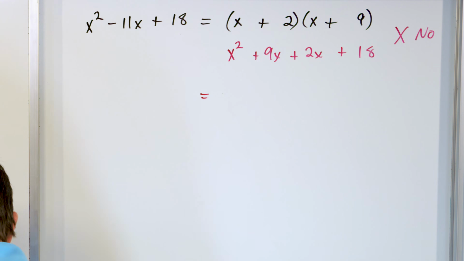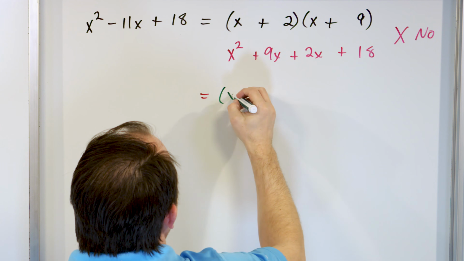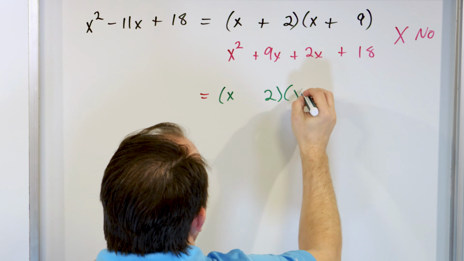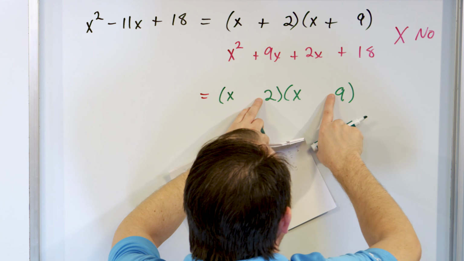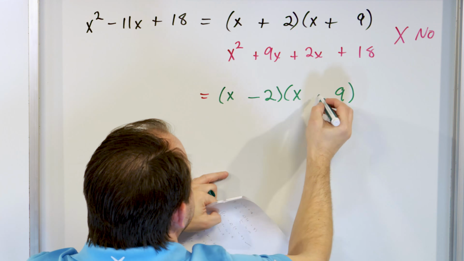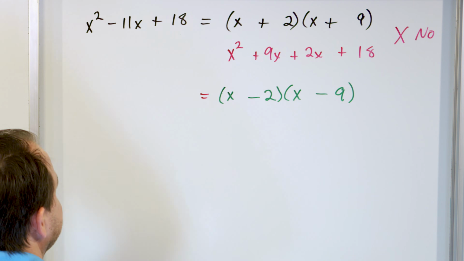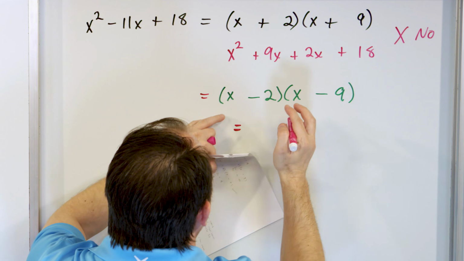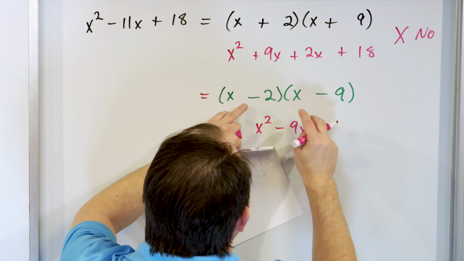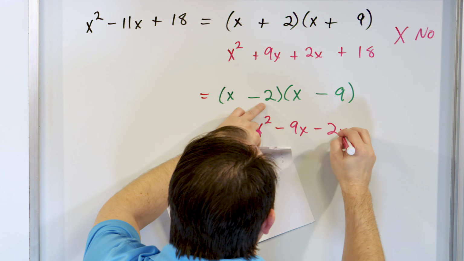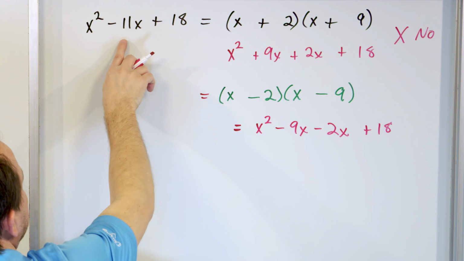The correct answer, let's put it in a different spot here. Let's see what happens if we choose something different. x, 2, x, 9. Well, I know I need a positive 18, so it's got to be either positive, positive, which didn't work, or negative, negative, right? And let's see what happens when we do that. So what we'll have is, first two terms are x squared. Outer term is negative 9x. Inner term is negative 2x. Last term, positive 18.